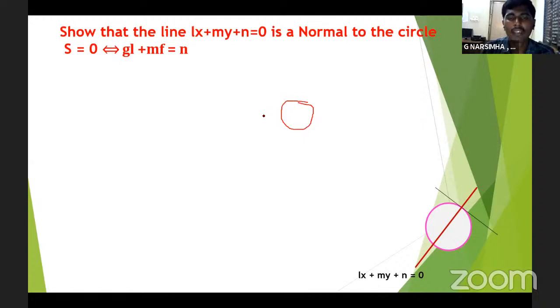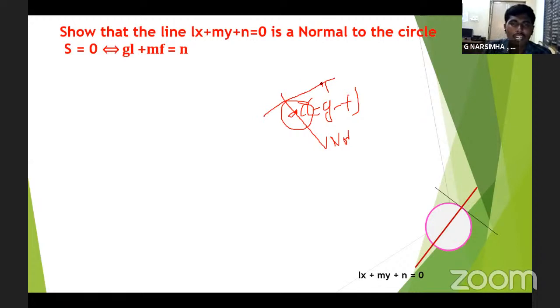But before drawing a normal line, we need to draw the equation of tangent. This is the equation of normal. Here is the equation of tangent, and this is the equation of normal. As you know already, the equation of normal always passes through the center of the circle, that is minus g comma minus f. Is it clear?